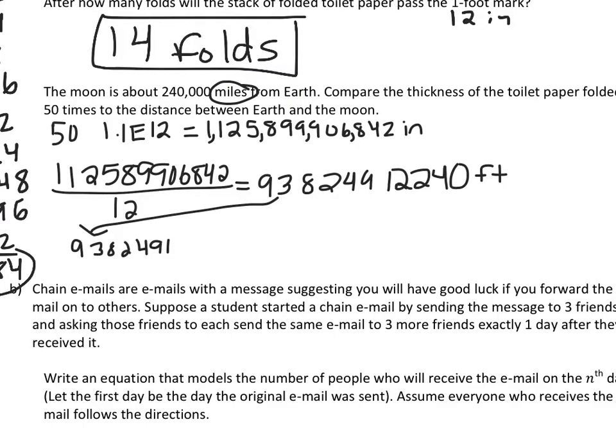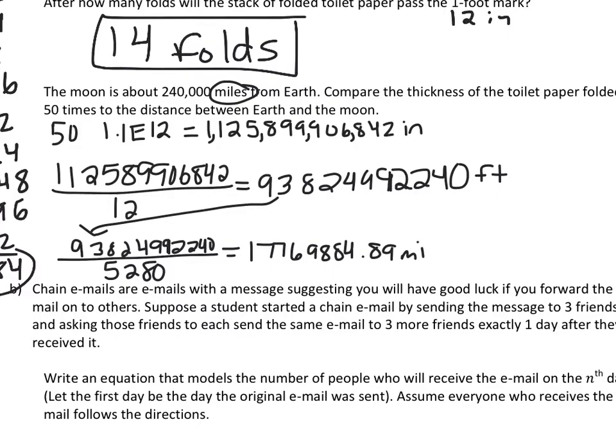Oops, I think this is a 4992. Yep. So 4,992,240 divided by 5,280. Again, just leave it in your calculator and divide. And we get 17,769,884.89, and this is in miles.